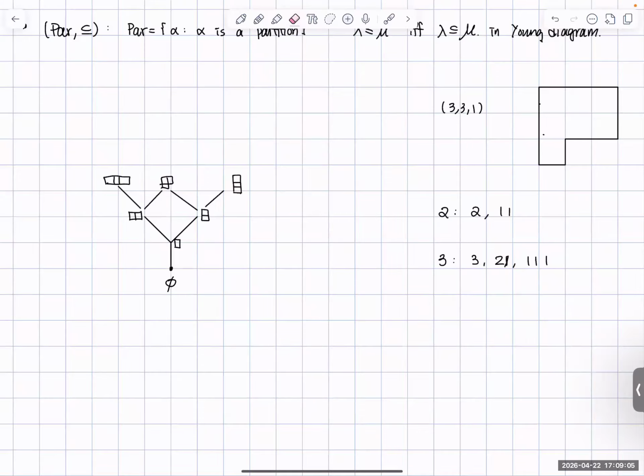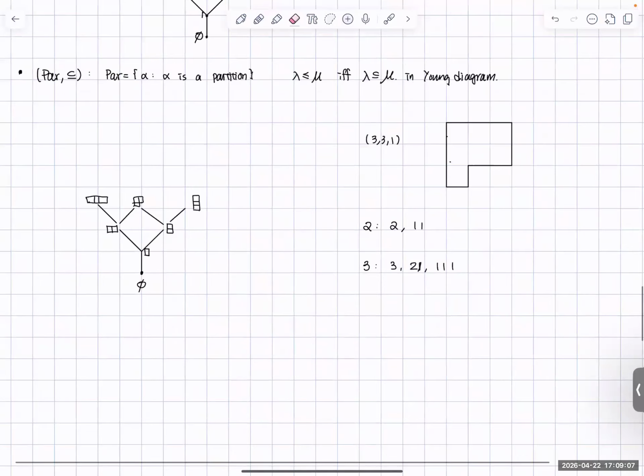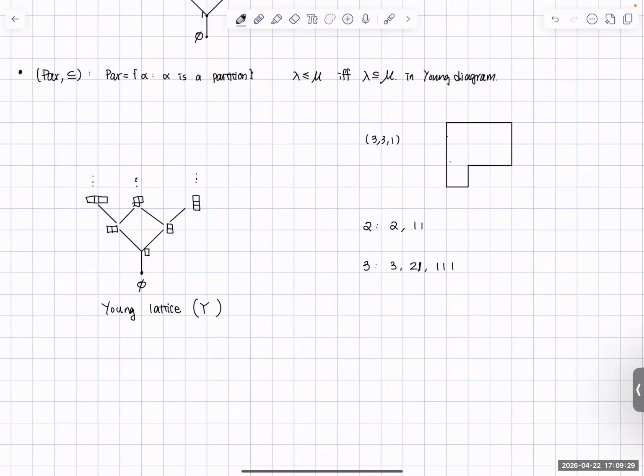But that's a good question. And then, and so on. Right? So you can actually draw this, and this is called a Young lattice. We will talk about what a lattice is, but for now, you can say this is a Young poset, and we just write a Y here to denote it.